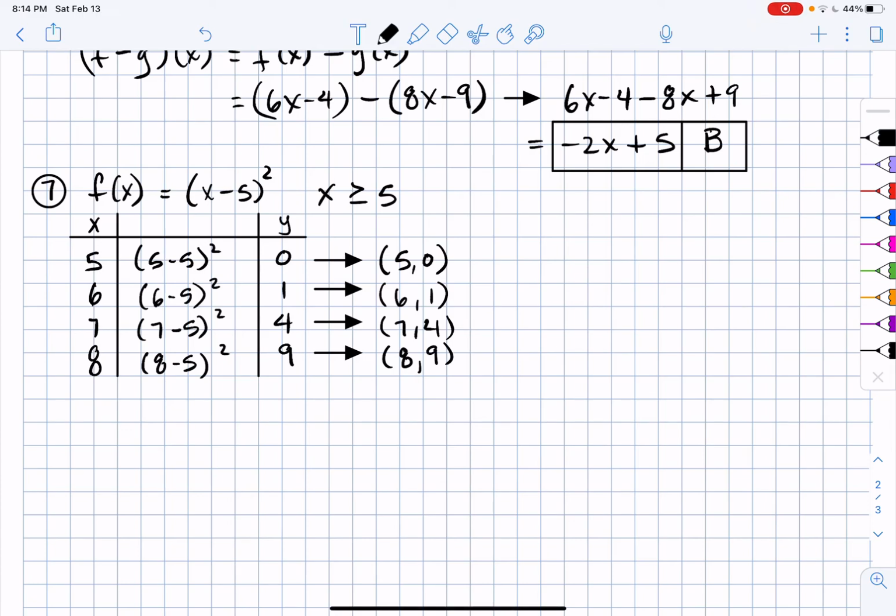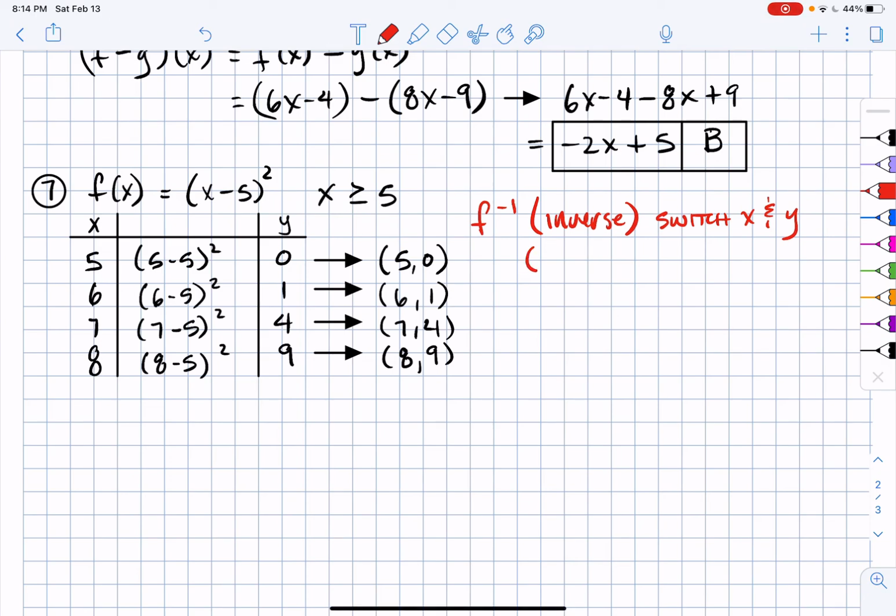Okay? So now what do I have to do? I got to find f negative 1. F negative 1, which means what? Inverse. And what do I do with inverse? Switch x and y.